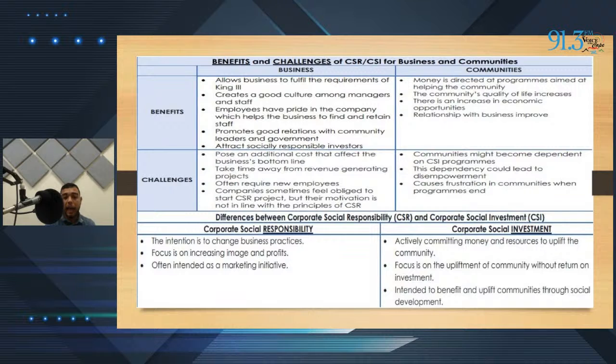Our CSI is actively committing money and resources to uplift the community. The focus is on upliftment of the community without return on investment, meaning they will build a small hall where we would have programs for the kids to uplift their moral and social well-being. Because remember, not having activities can affect their mental health. They need to grow up. It also intends to benefit and uplift communities through social development.